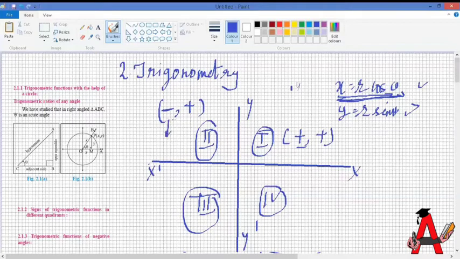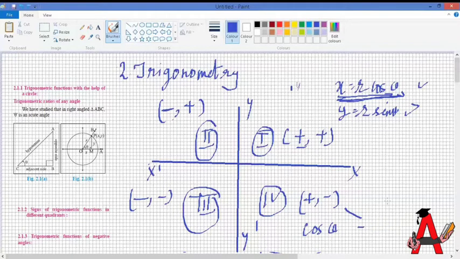Therefore, your cos theta was linked to x. So cos theta will be negative and sin theta will be positive. Similarly, in the third quadrant, if I see both are negative, therefore both cos theta and sin theta will be negative. Here in the fourth quadrant, x is positive and y is negative. Therefore, cos theta is positive and sin theta is negative.